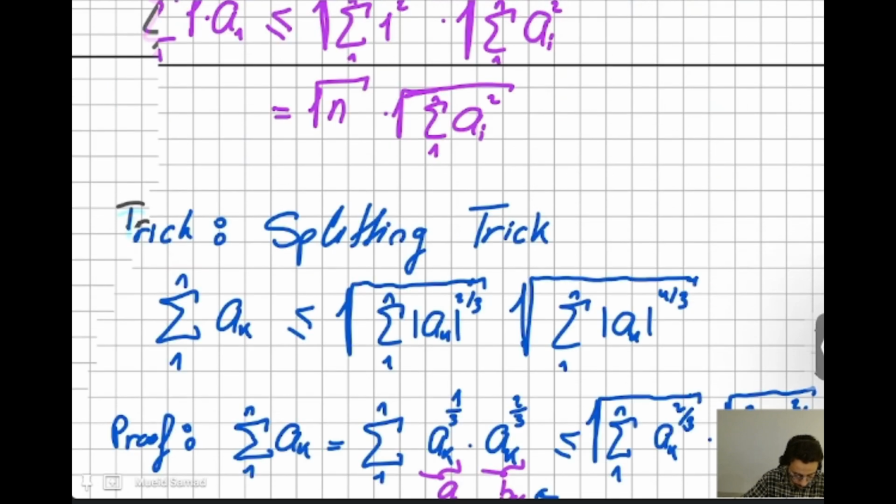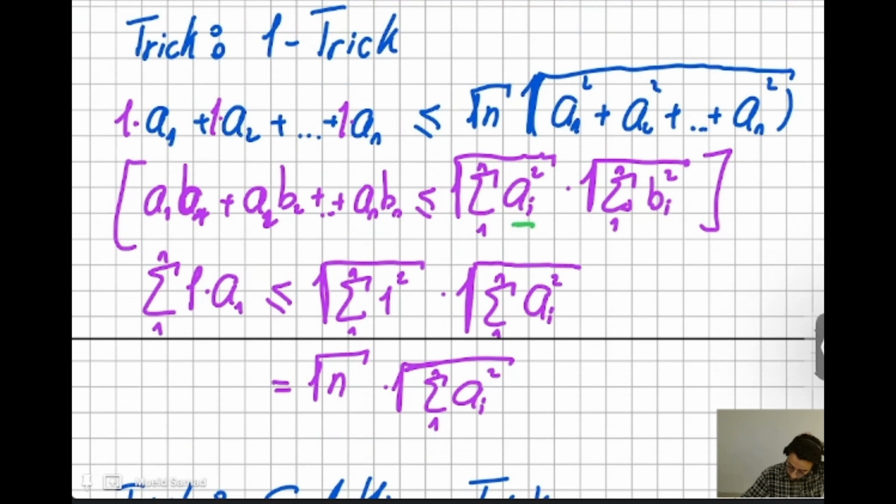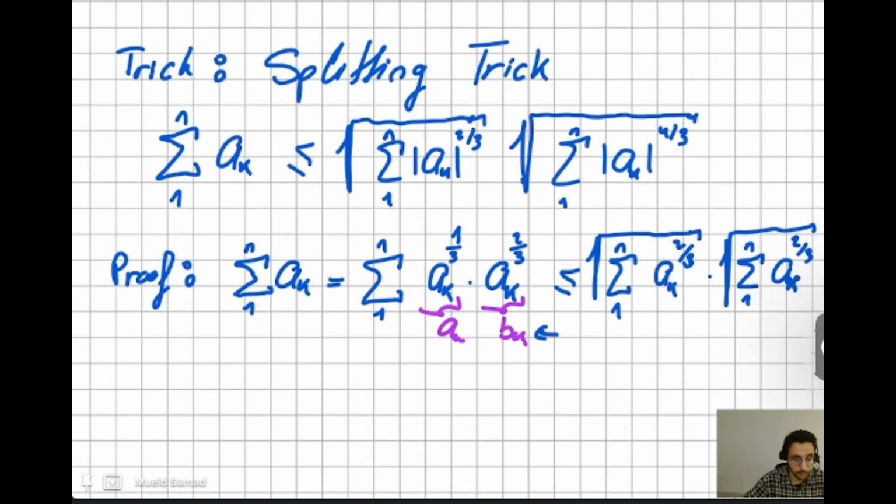Okay, so what did we do? We introduced the one trick where we have the summation of n real numbers, and we estimate it by the square root of n and the square root of the sum of the squares of these real numbers. And the second part was the splitting trick, where we split our sequence of numbers in such a way that we can do an estimate.